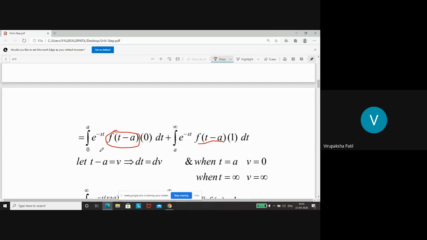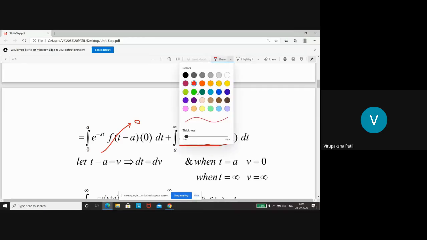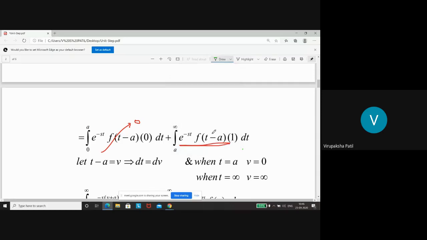Now what happens? This is multiplied by 0, so this integral completely goes to 0. Now we have to evaluate only this integral. How to evaluate it? Directly it is not possible. So what we need to do is substitute t minus a equal to something. We'll change this variable.